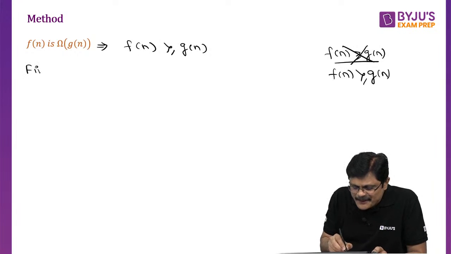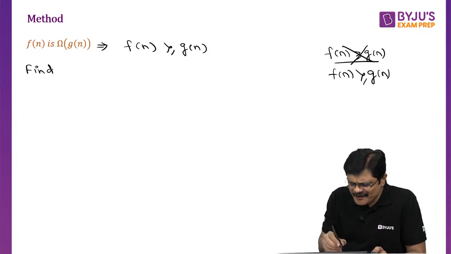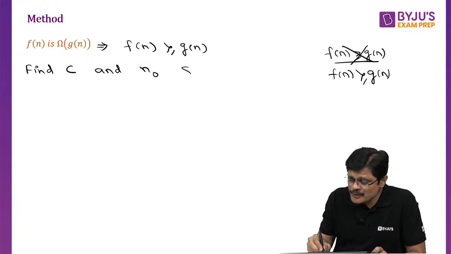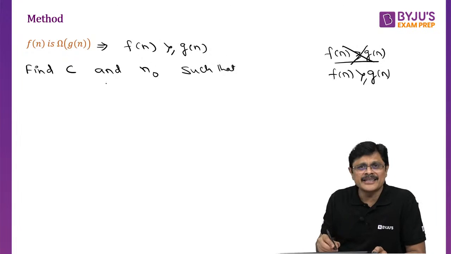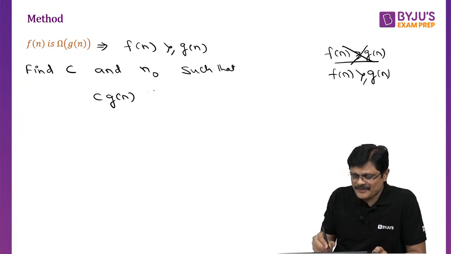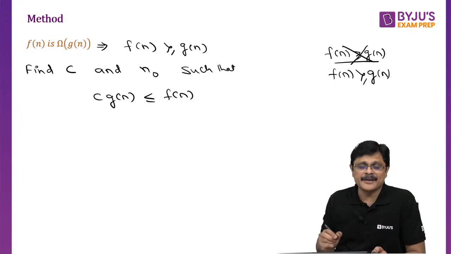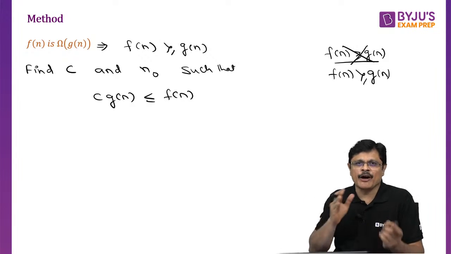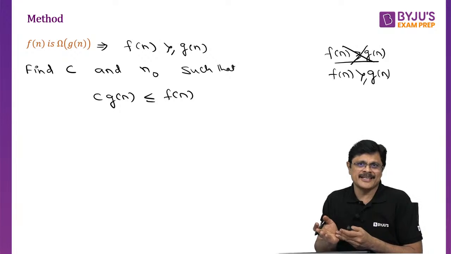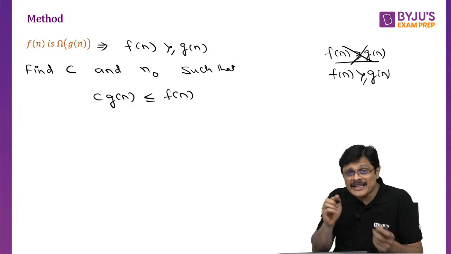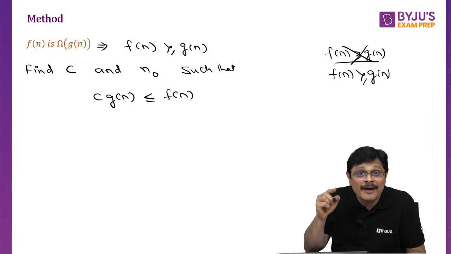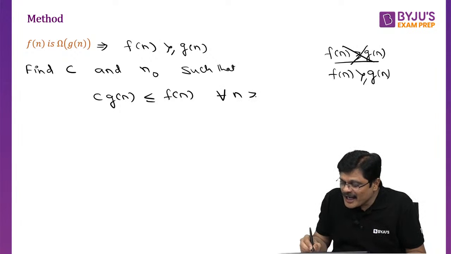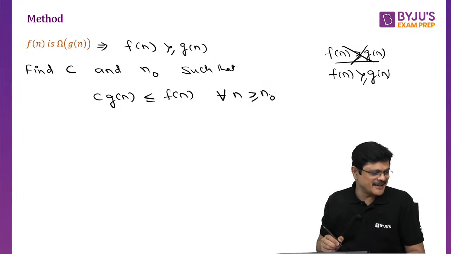As a method, we find a constant C and another constant N0 such that C times g(n) is less than or equal to f(n). So it's not like g(n) less than or equal to f(n). Obviously when f(n) is greater than or equal to g(n), g(n) is less than or equal to f(n). But here it is constant times g(n) that should be less than or equal to f(n) for large values of n. When should it happen?